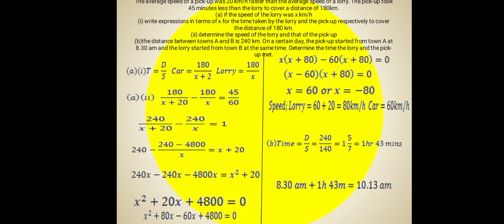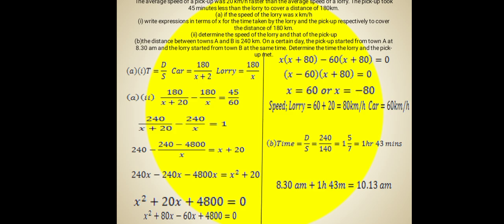B. The distance between towns A and B is 240 km. On a certain day, the pickup started from town A at 8:30 a.m. and the lorry started at town B at the same time. Determine the time the lorry and the pickup met.